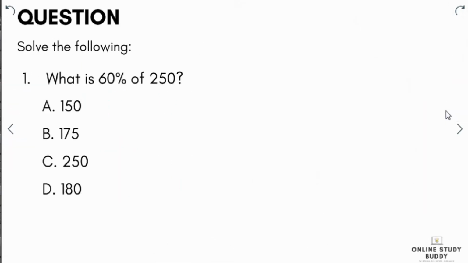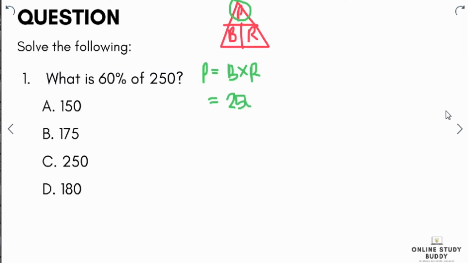So next, what is 60% of 250? So draw ulit natin yung PBR triangle. And ang hinahanap natin sa problem na to is yung percentage. So to be able to solve for the percentage, we multiply the base times the rate. So our formula is 250 times 0.6. So yung 0.6, convert lang natin yung percent form into decimal form by moving 2 decimal places to the left.